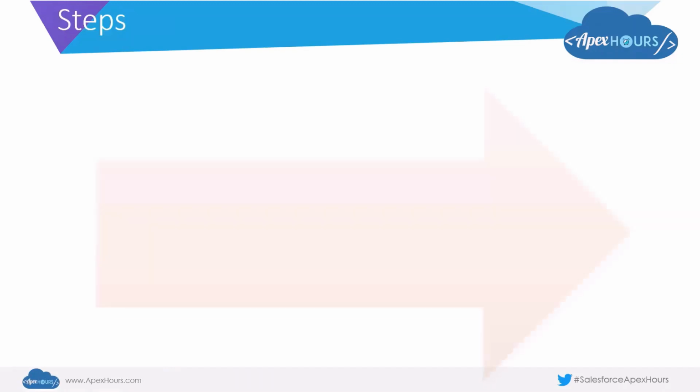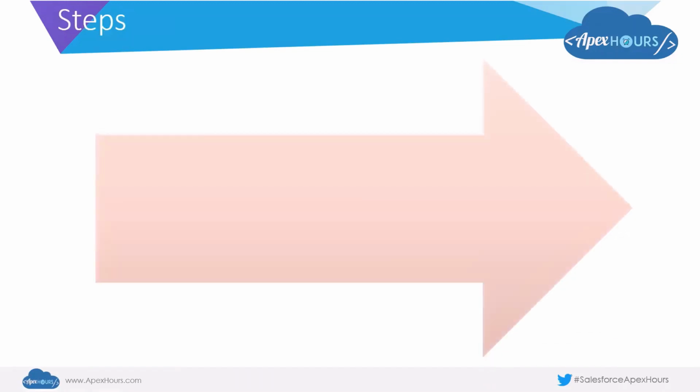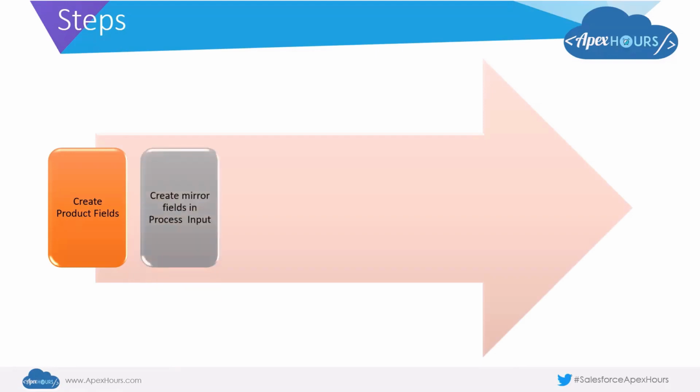Let us briefly look at the steps needed for accomplishing this. So first, we would go ahead and create product fields based on the fields that are needed for our questions. We would create mirror fields in the process input object. And then we would go ahead and update the product field and the input field that are available in the process input object, the pick list with the values that would include the fields that we have created for this particular guided selling process.